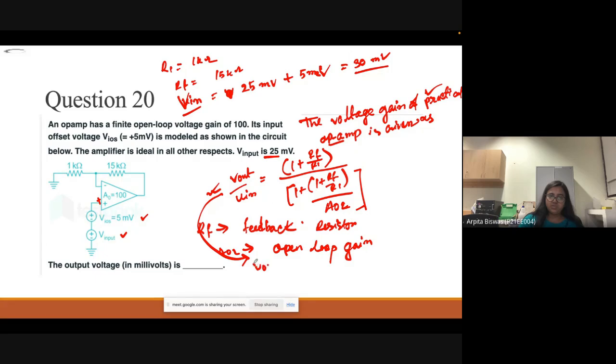So V output is equal to 1 plus Rf by R1. The Rf value is 15 by 1, so it is 1 plus 15, which is 16, divided by 1 plus 16 by AOL. This AOL is the open loop gain, and its value is 100. And this is multiplied with the 30 millivolt.